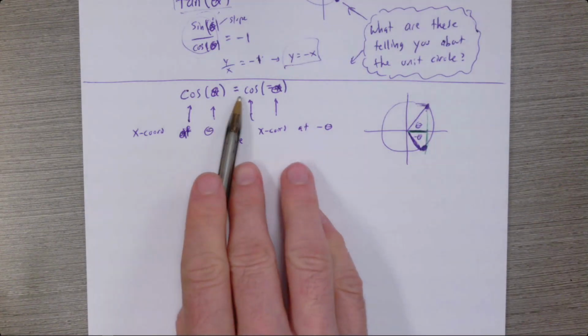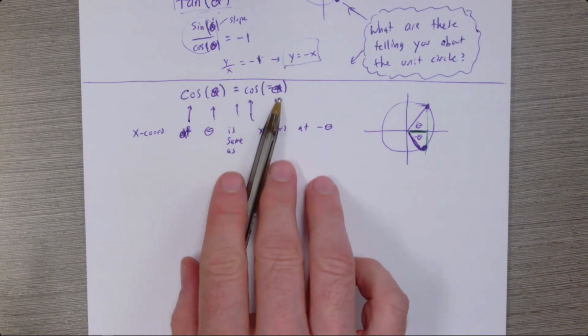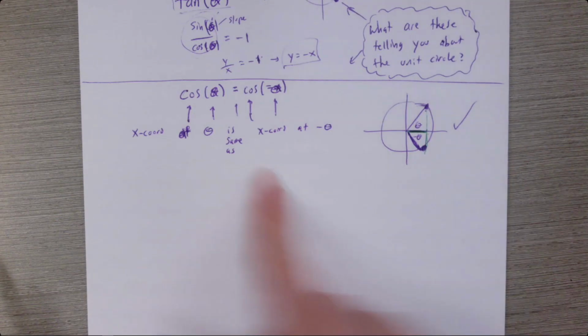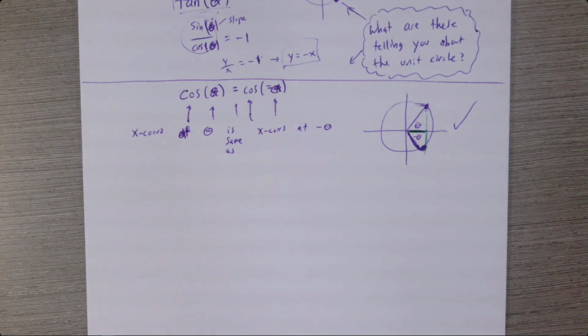And that's all it says here, saying the x coordinate at an angle is the same as the x coordinate at the opposite of the angle. So you can verify that this makes sense just by thinking about what it's telling you and looking at the picture that you draw on a paper or in your mind.